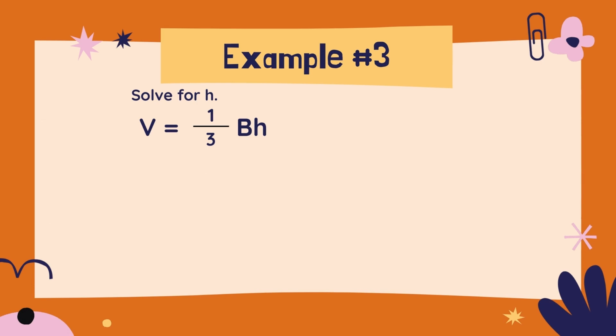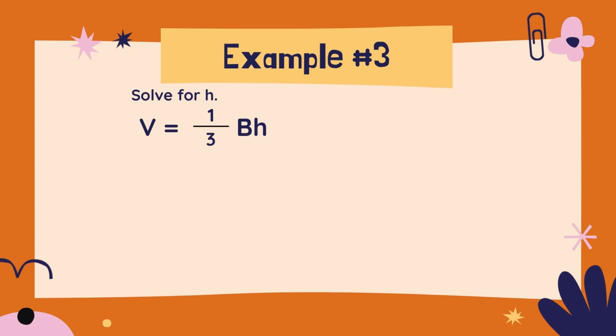Let's try one last example. We're solving for h. The formula is V equals 1/3 b times h. The h is being multiplied by not just b, but also 1/3. So we need to get both of those away from it. Let's just do one thing at a time, though.